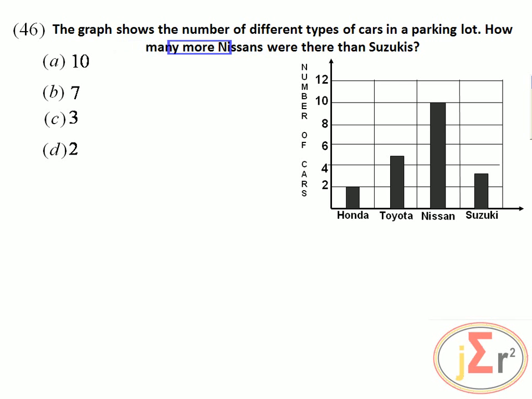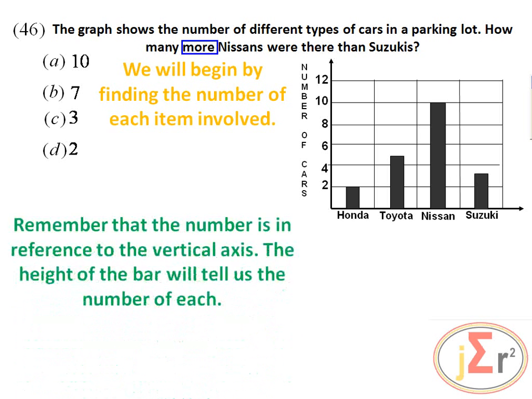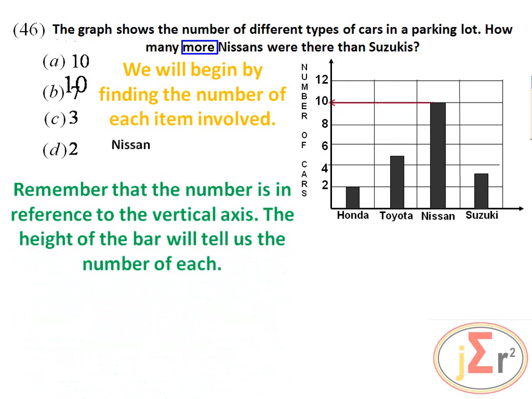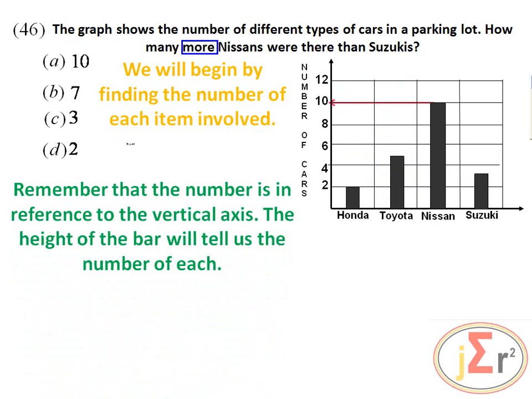7 is correct. We will begin by finding the number of each item involved. Remember that the number is in reference to the vertical axis. The height of the bar will tell us the number of each. So we have Nissan is 10 and Suzuki is 3. How many more?